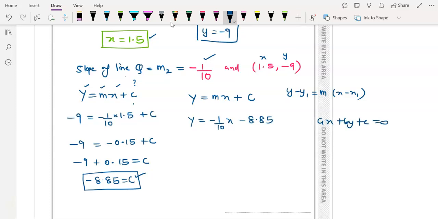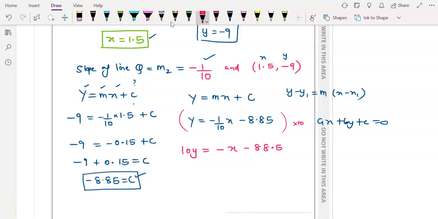So we don't need the denominator. So let's multiply all by 10. So multiply the whole equation by 10. So you will get 10y. This 10 will get cancelled. You will get minus x. And 8.85 multiplied by 10 will become minus 88.5.